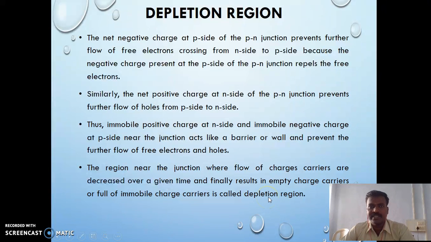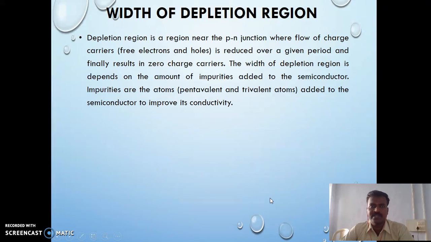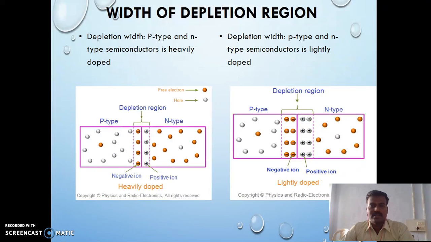We can differentiate the depletion region based on the two types of doping, that is, the width of the depletion region is defined by the impurities only. See the differentiation here. When we add heavily doped impurities, the depletion region width is very low. When we add lightly doped impurities, the width of the depletion region is very high.